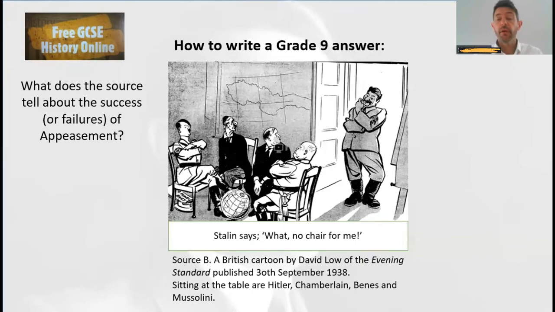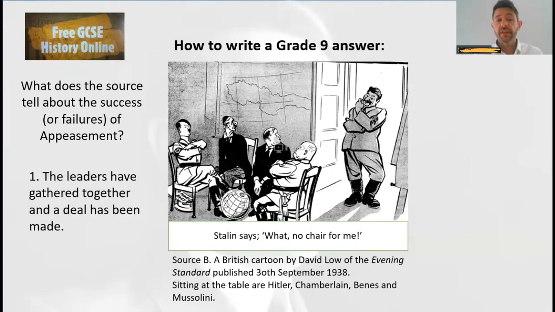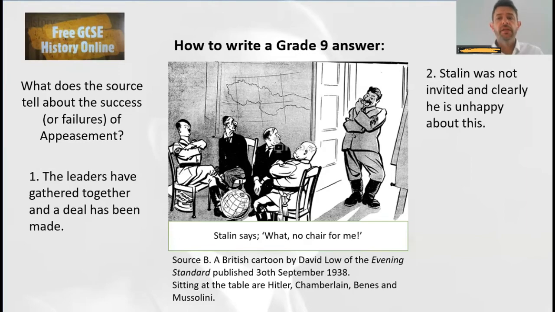Okay, so here's what I've thought about. Firstly, the leaders have gathered together and a deal has been made. You've got Czechoslovakia on the wall, drawn in the background as a map, and Hitler looks pretty defiant. He's got this deal, and you've got Mussolini there and Chamberlain. They're all happy they've got their deal. Stalin was not invited to the meeting, so clearly he is unhappy about this. He's in the doorway going, "What? No chair for me?" So clearly the cartoonist is trying to say there are consequences of Stalin not being invited to the meeting.